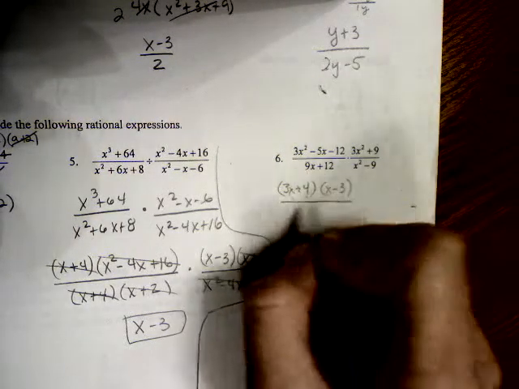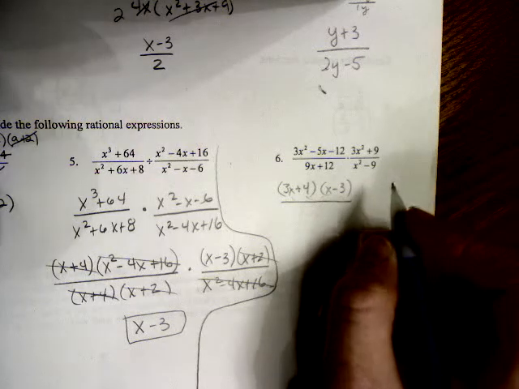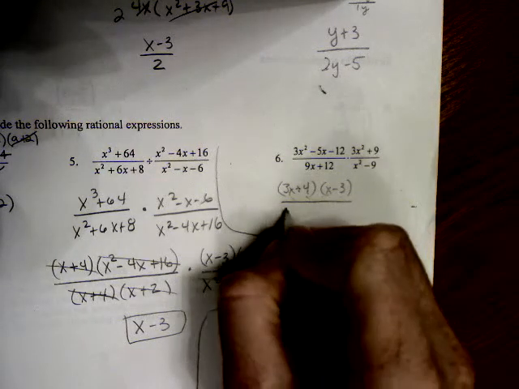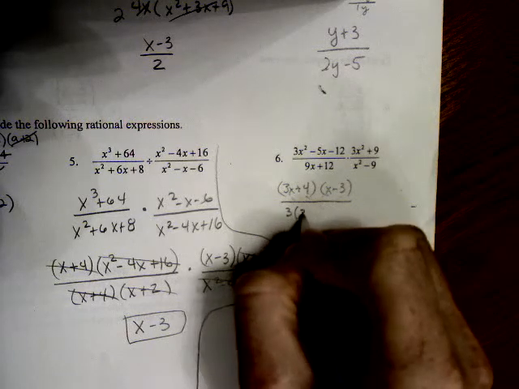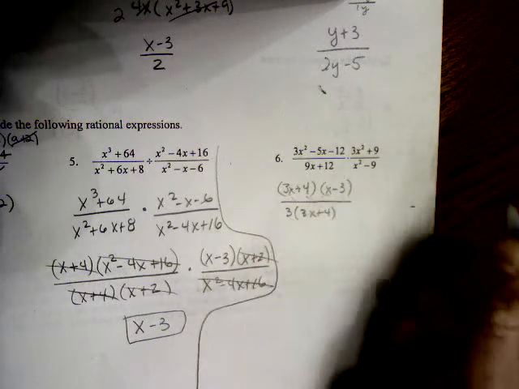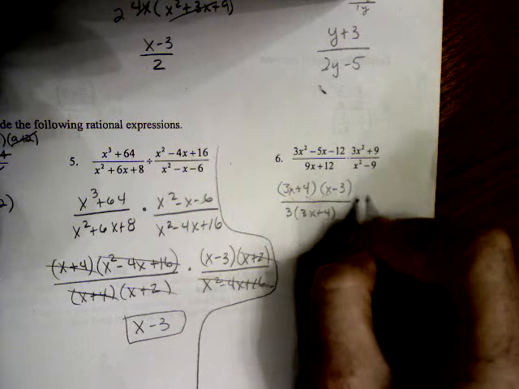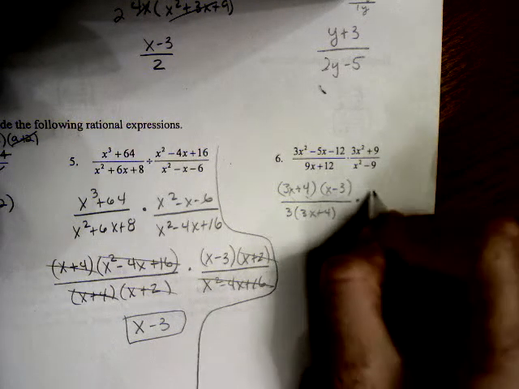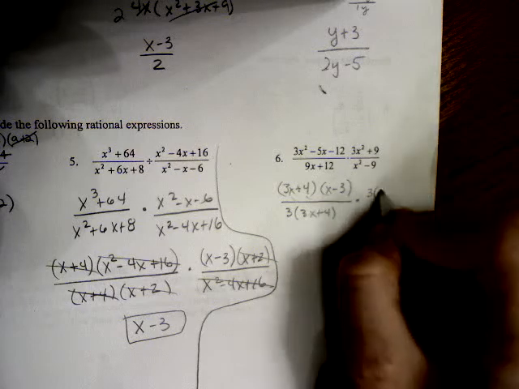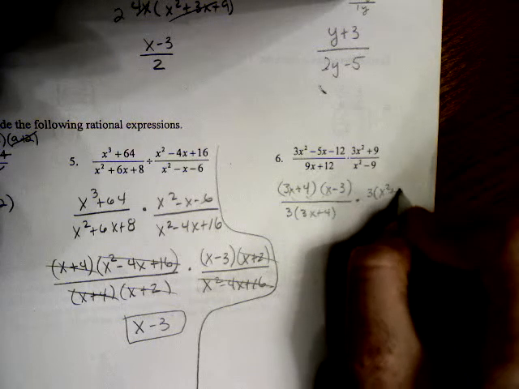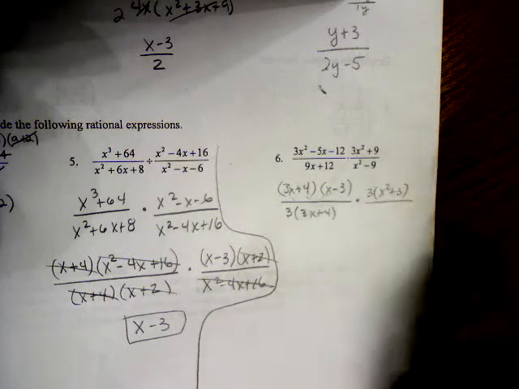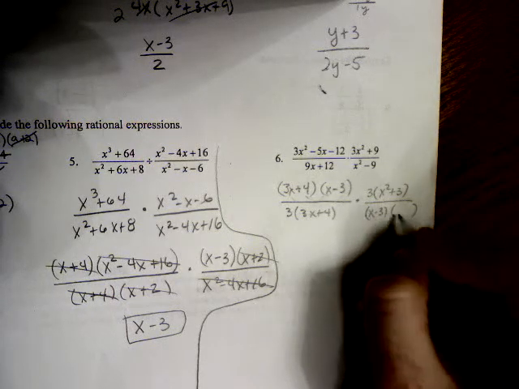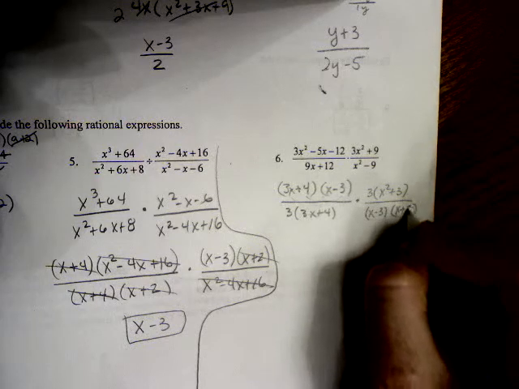In the denominator, we'll take out a GCF, which is 3. So we'll take out 3 and leave inside a 3x plus 4. And then we'll factor out the numerator with another GCF. So that's going to be a 3 again. So it'll be an x squared plus 3 over, this is the difference of two squares, x plus 3 and x minus 3.